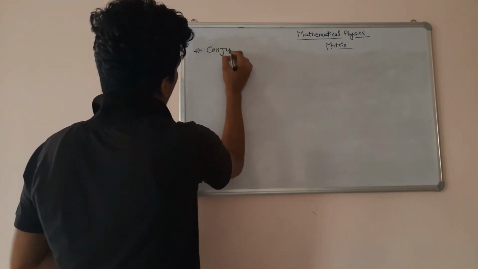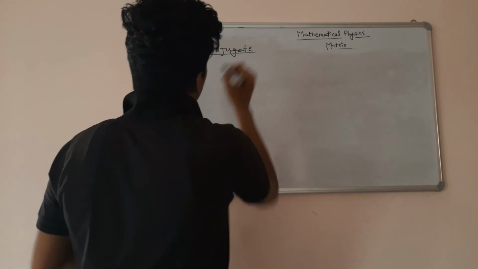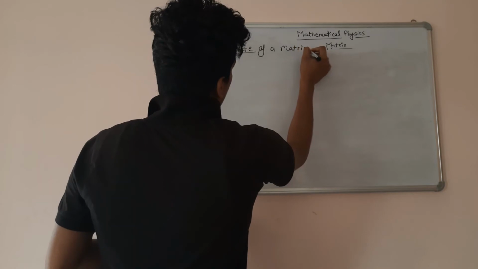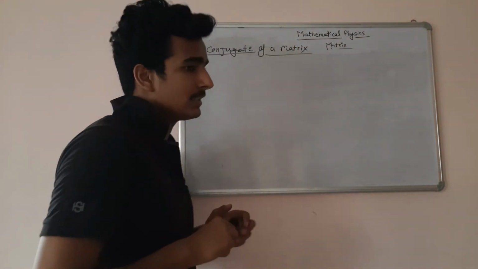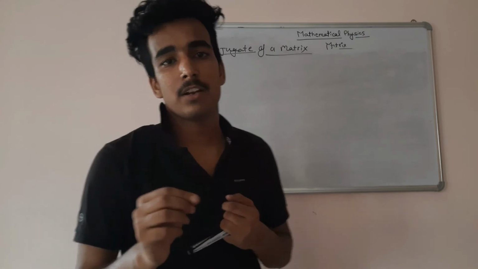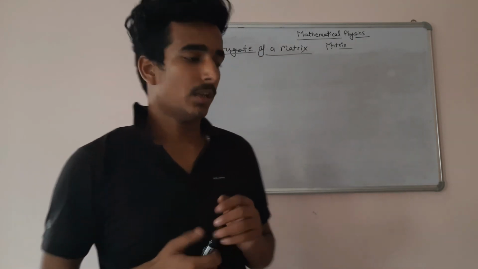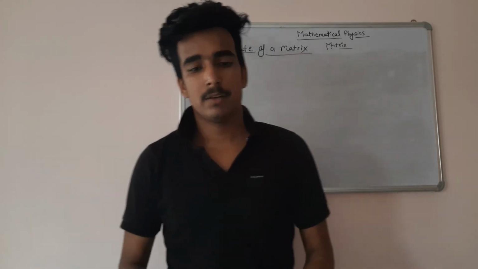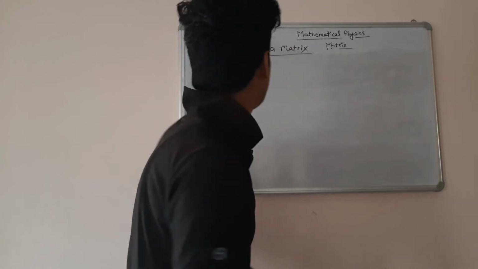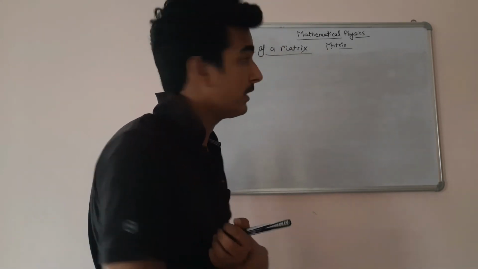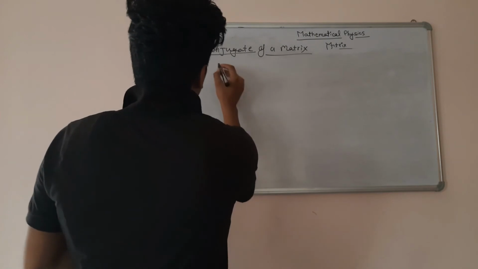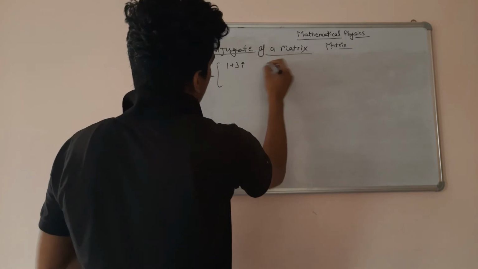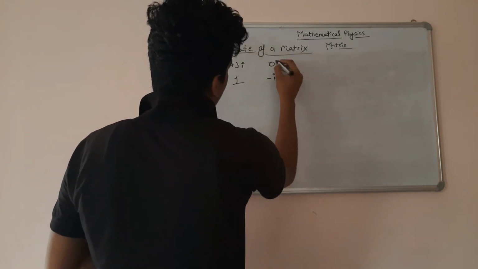You have studied the complex number in class 11th. Conjugate of a matrix. So what is a conjugate of a matrix? Conjugate is just that we interchange the sign of the imaginary part. If my matrix has complex elements, then I just change the sign of the imaginary part. Let me show you an example. There is a matrix A: 1 plus 3i, 0, 1 and minus i.